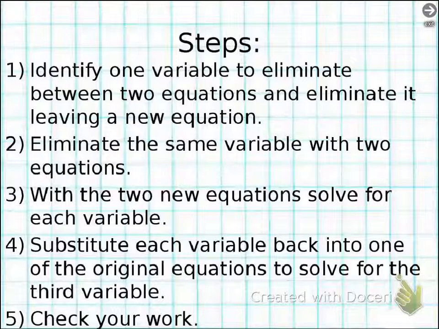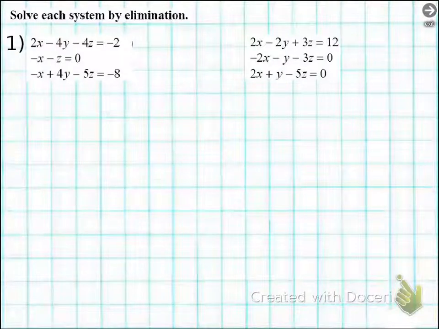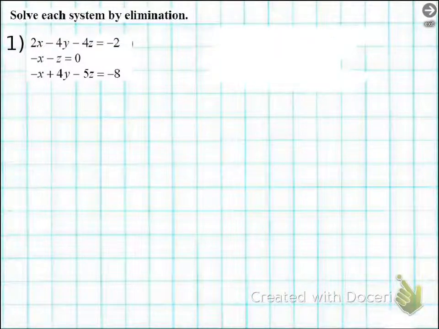Okay? So number 1, I'm going to erase number 2 that's up there because this whole problem will take almost the whole page on number 1. So, okay? So just focus, just watch, I'll explain it, you'll get a chance to copy it. So on number 1, we got 2x minus 4y minus 4z is equal to -2. The second equation is -x minus z is equal to 0. And then the third equation is -x plus 4y minus 5z is equal to -8. Okay? So we got 3 equations.